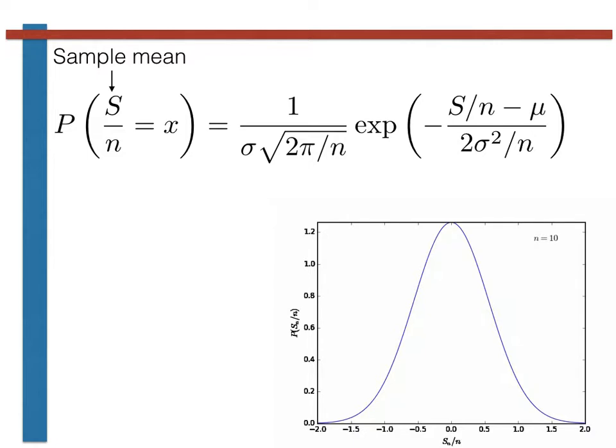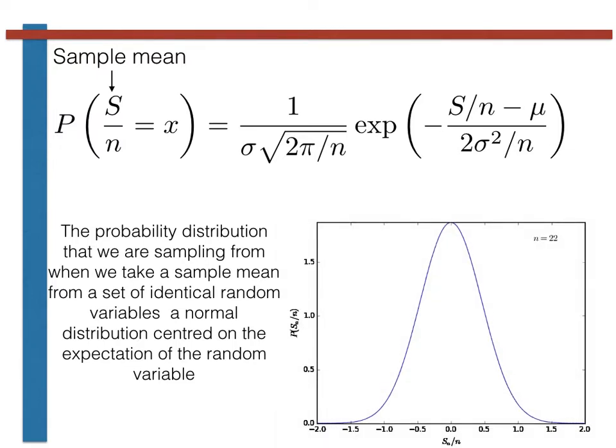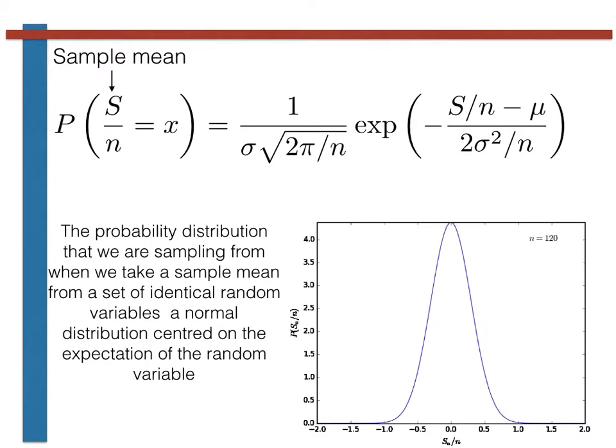The central limit theorem is therefore telling us that the distribution we are sampling from when we compute a sample mean by taking the sum of a set of identical random variables with expectation mu and variance sigma squared is a normal distribution that is centered on mu. Furthermore, as the movie shows, the width of this distribution narrows as we increase the number of samples that we use to compute our sample mean, because the variance for the distribution of the sample mean is sigma squared divided by n.